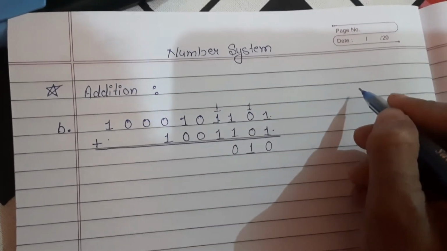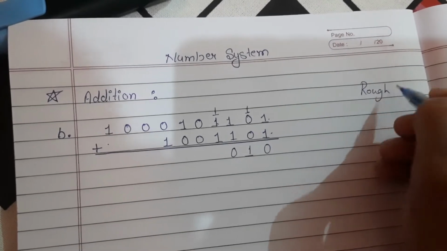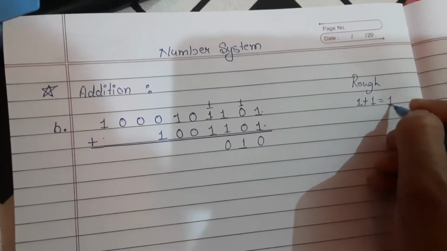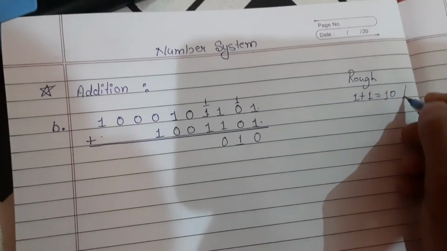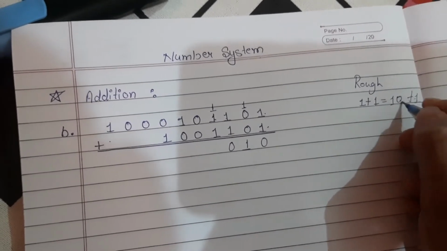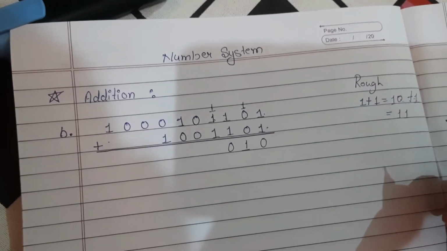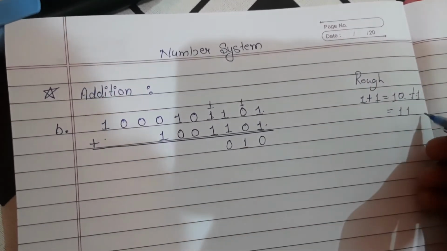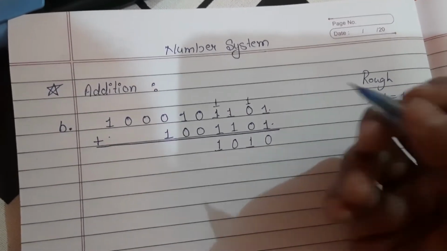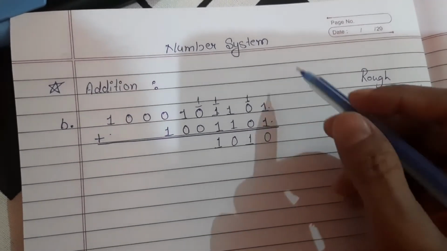And when 10 comes, I show you in rough. When 1 is added to 1, it comes 10. And when again 1 is going to be added, so 1 and 0. On the last point you can see it will come 1 1. So, the last one we are going to carry here, and then another one we are going to keep upside.